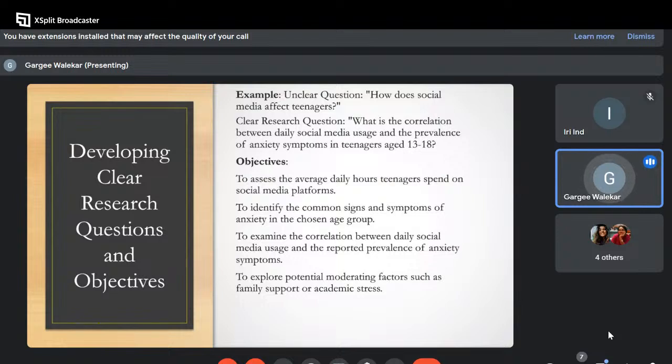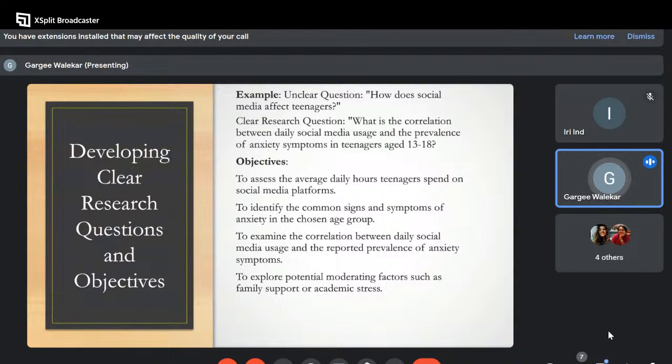Next would be developing clear research questions and objectives. So this is also a very important aspect of academic writing, because to know what the research is about, the researcher should have created certain research questions and answer them eventually in the course of his paper. Again, there's a very fine line between writing research questions or hypotheses and having objectives to them. I've given an example here: if we talk about how does social media affect teenagers, this is what we want.